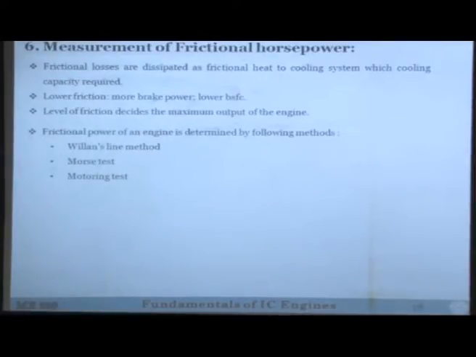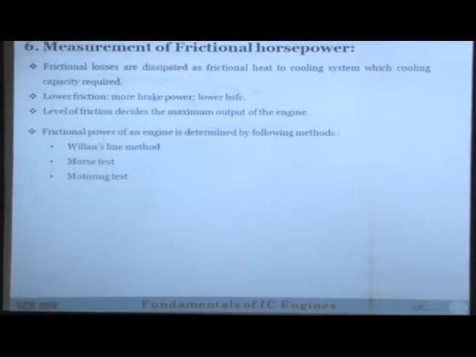The next thing that is important is measurement of friction. So measurement of brake power we can do, measurement of indicated power is slightly difficult. So if you can calculate the frictional power, then you can just add brake power and frictional power and find out what the indicated power is, okay. So with that angle, suppose you have a multi-cylinder engine, how do you measure the frictional power?